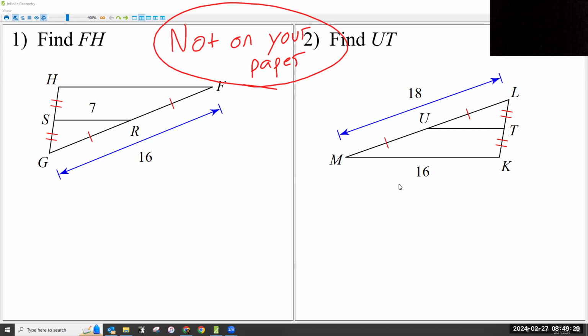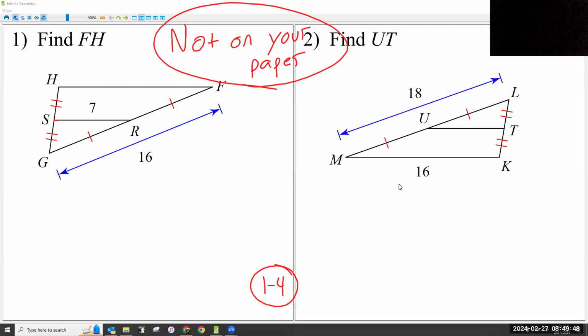So these are example problems. Okay, so the first two problems are examples like the first four. So the first four problems on your paper are like these two, and then I'll have one problem for each of the remaining ones. So this is like numbers 1 through 4 on your paper.